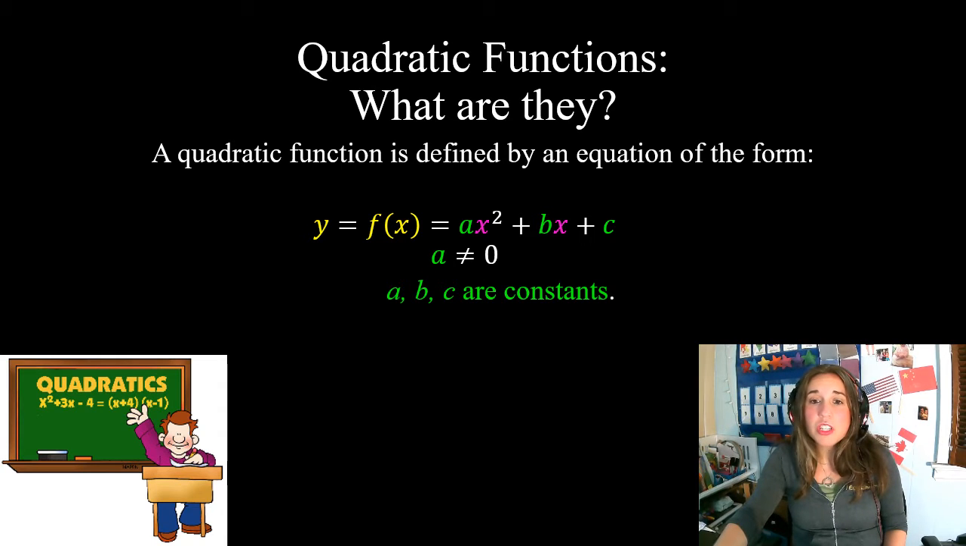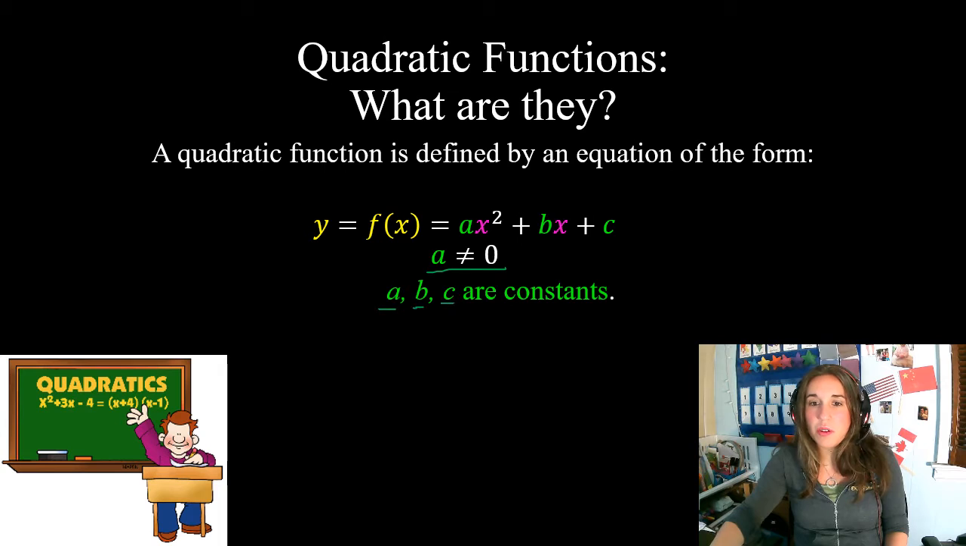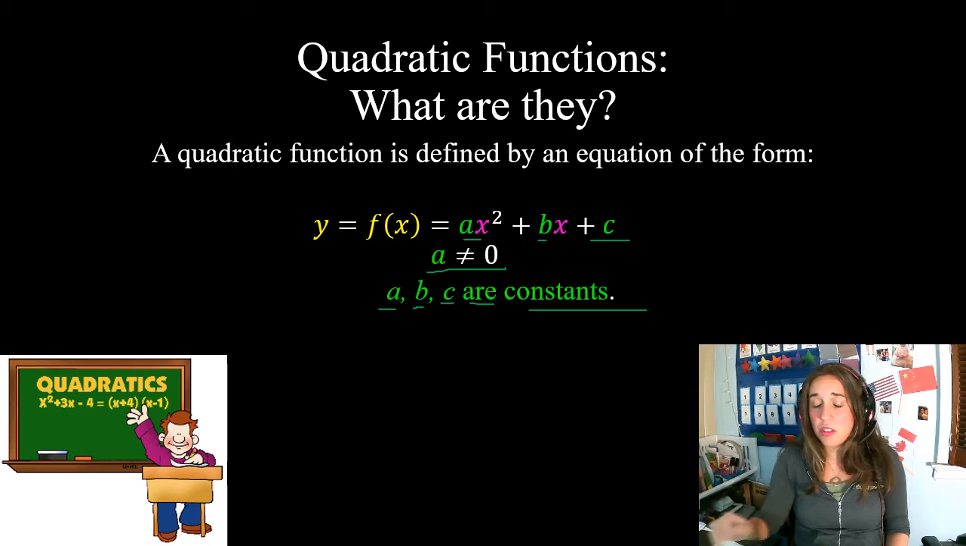For a quadratic function, a, this first coefficient here, cannot equal 0. And the reason for that is if a equals 0, this whole term would go away, and it would no longer be a degree 2 polynomial. You'd be down to a degree 1, right? And that's just not a quadratic function. It has to be degree 2 in order to be a quadratic function. So the highest exponent has to be 2. And of course, a, b, and c are constants, okay? Just meaning that a, b, and c are coefficients, they're numbers, they're not variables.